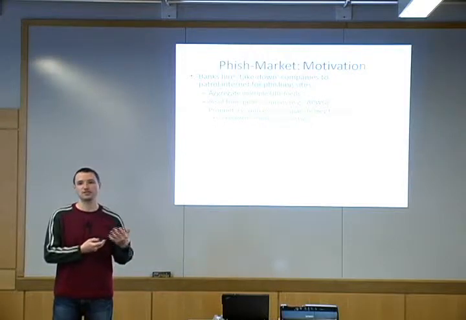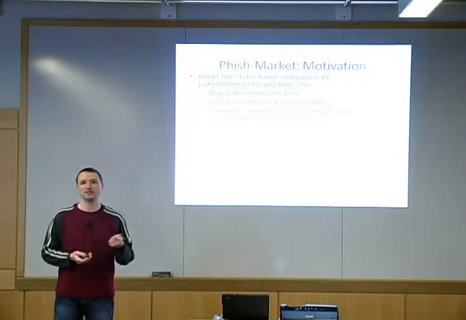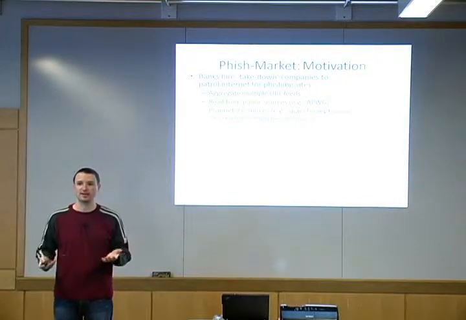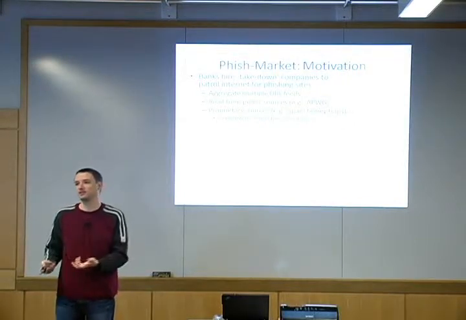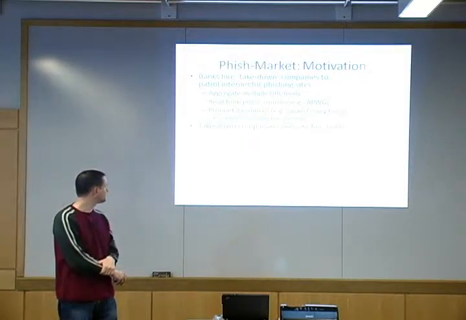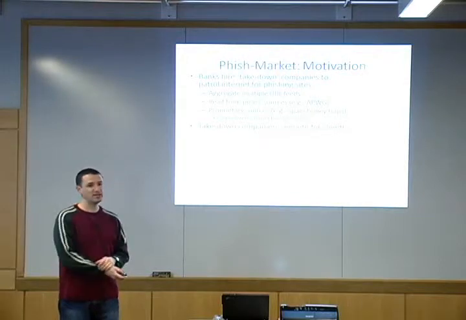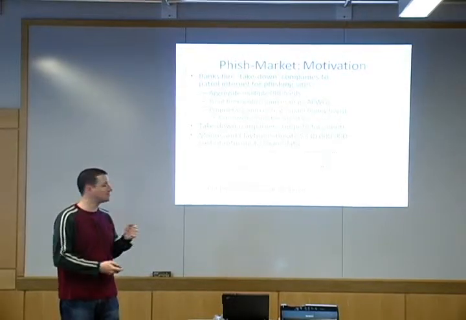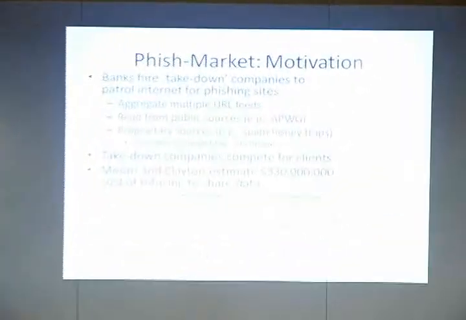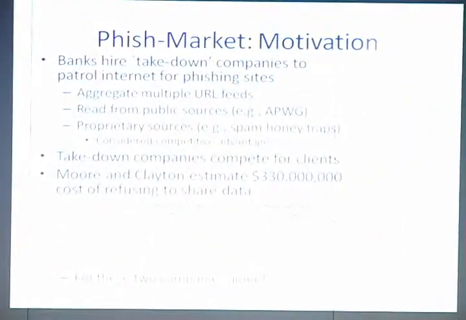So these companies are each hired. Usually, each bank hires one company. And so the companies compete between themselves on getting hired. And they consider the better lists to be an advantage in getting hired. So they're competing for banks. But because they're only hired by a subset of the banks, they don't bother to take down sites for banks that didn't hire them. So what happens is you have many takedown companies.